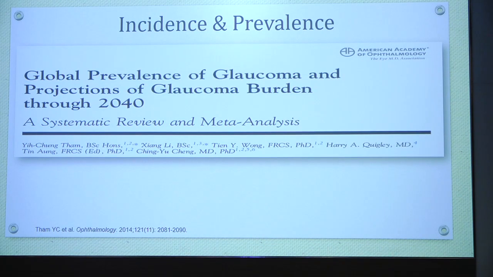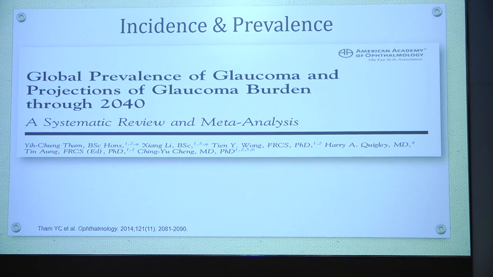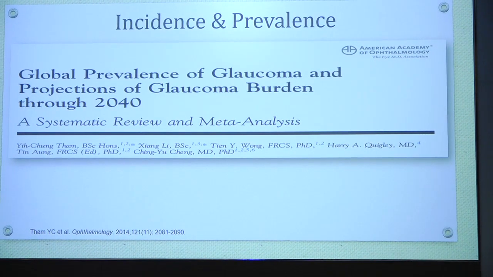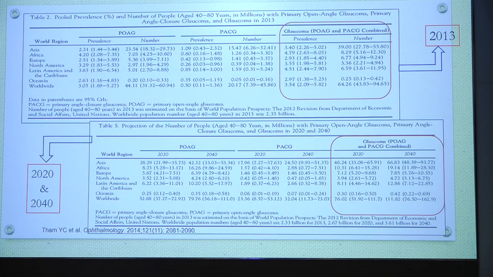Looking at the projected global prevalence of glaucoma burden through 2040 by this meta-analysis done by Cheng et al., it showed a huge increase, especially when we talk about the Asian countries where we reside. There is a huge increase from 46.24 to 66.83 million people estimated to suffer from glaucoma.